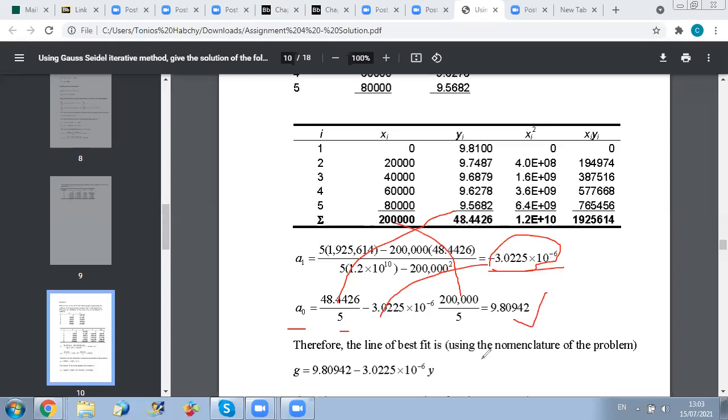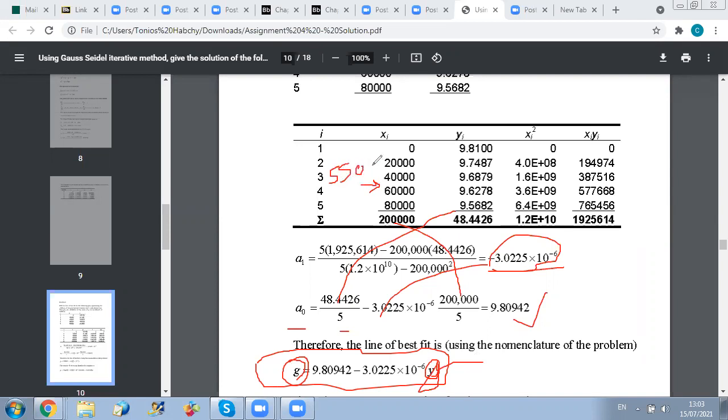And once you have A0 and A1, then you can say that the linear function is of the form, my variable y here represents the gravitational acceleration g. I have that y represents the altitude. So now if they give me any altitude y, I can just replace here and find the corresponding value of g, of the gravitational acceleration. This is why they asked me to perform an estimation for g for an altitude of 55,000.